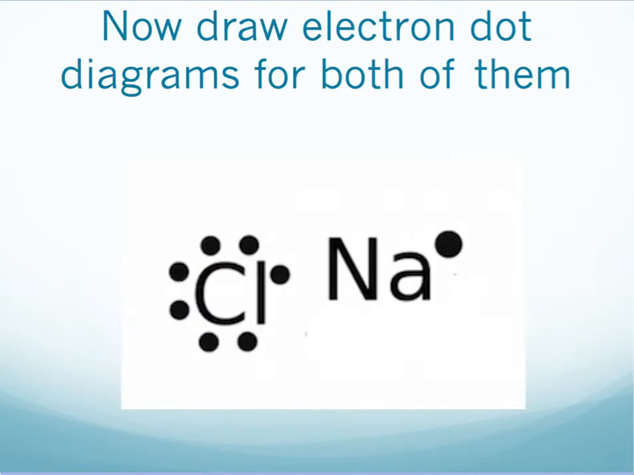We're going to talk about this. So now if you draw dot diagrams, this is a little bit easier. Dot diagrams are just valence electrons. And we're going to take this dot here and insert it over here. So chlorine becomes negative and sodium again becomes positive.